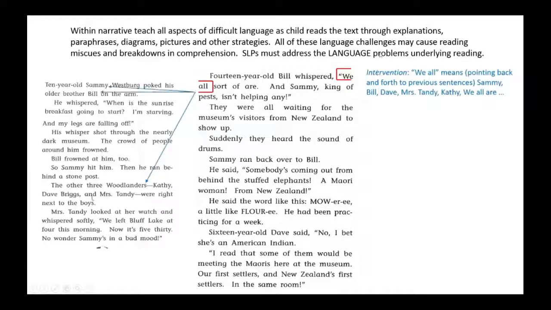So, for example, we all sort of are. So I would take my finger and I would go back to the previous page and I'd say we all are. So the Woodlanders, Kathy is, Dave Briggs is, Mrs. Tandy is, Sammy is, Bill is. We all are.